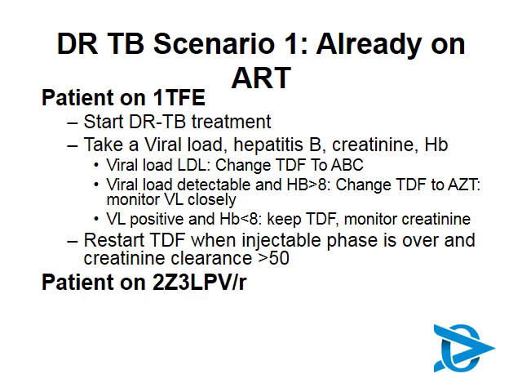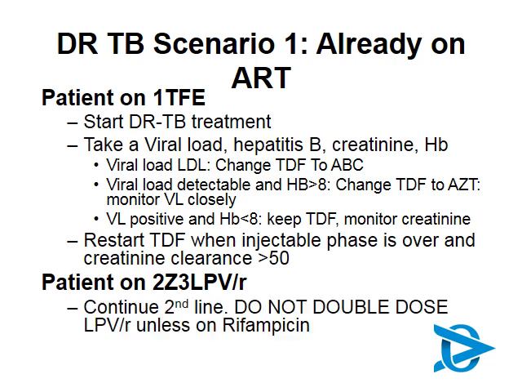A different scenario might be a patient who is already on second line treatment by the time you start them on their DRTB treatment, in this case second line AZT, 3TC, and lopinavir/ritonavir. In those scenarios, we can continue our second line, and surprisingly enough, the second line regimen actually has fewer interactions with DRTB treatment than it does with DSTB treatment, because we don't have rifampicin. So in this case, you do not even need to double the dose of the lopinavir/ritonavir.